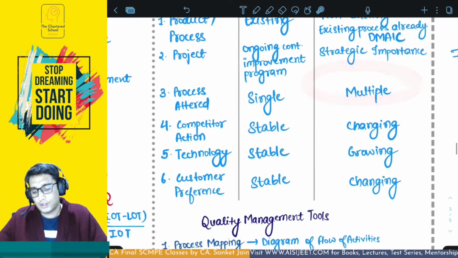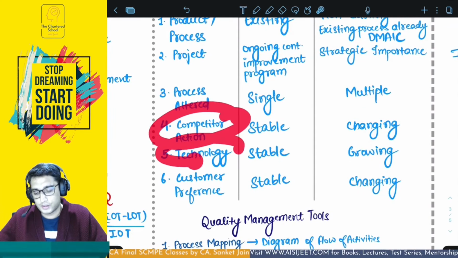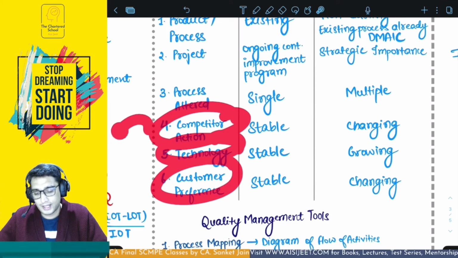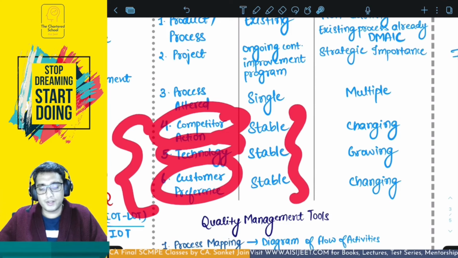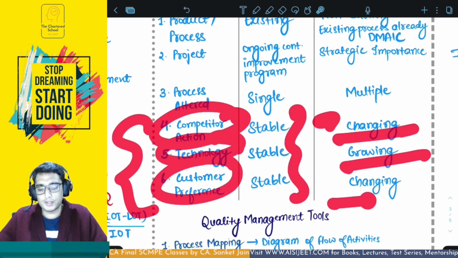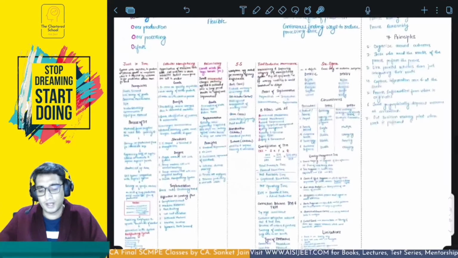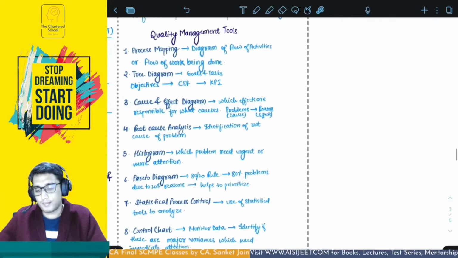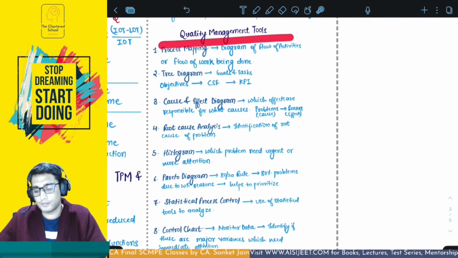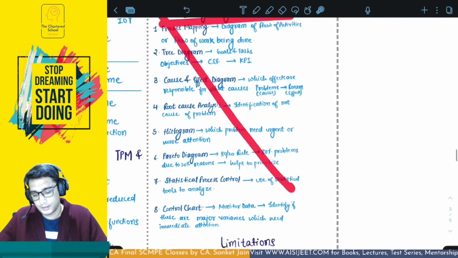Next is, if the competitor's action or the technology or the customer preference is stable, then apply DMAIC. If it is not stable, if it is changing or growing, apply DMADV. These are the circumstances under which DMAIC or DMADV can be applied. Next topic was quality management tool, but now it has been eliminated from the syllabus, so we can simply eliminate this.